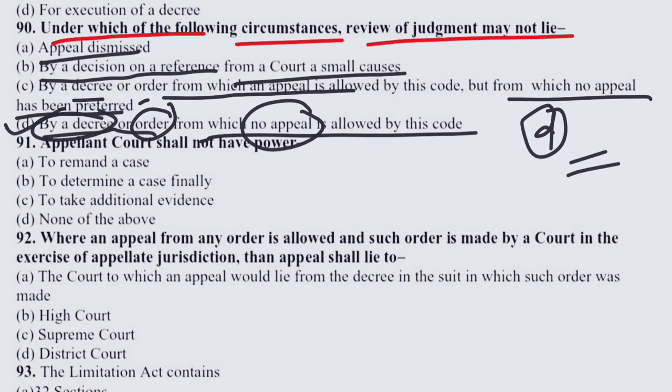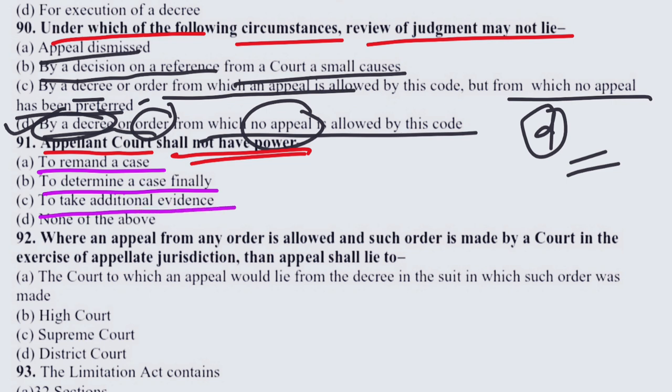Okay, so now moving to next question. Next question is, appellate court shall not have the power. Options are to remand a case, to determine a case finally, to take additional evidence, and none of the above. So in this case the correct option would be option D, that means none of the above.